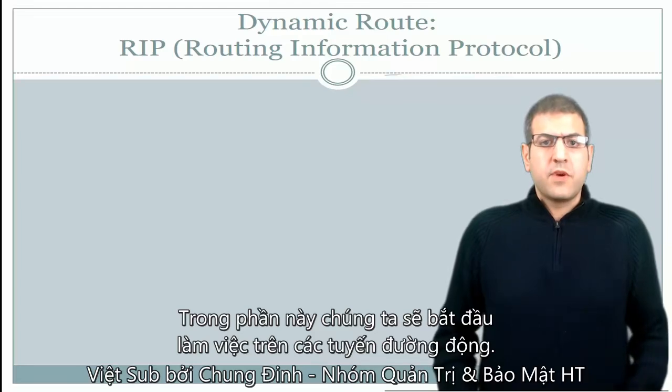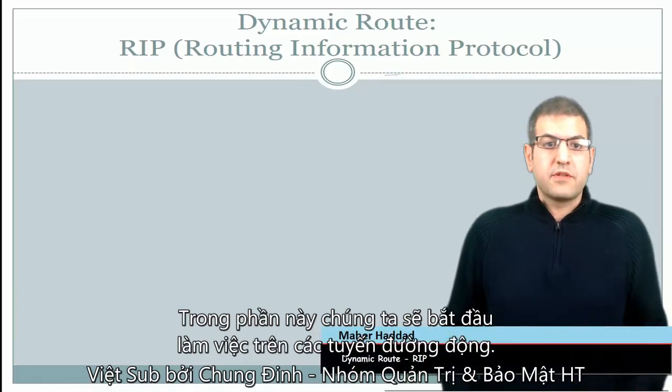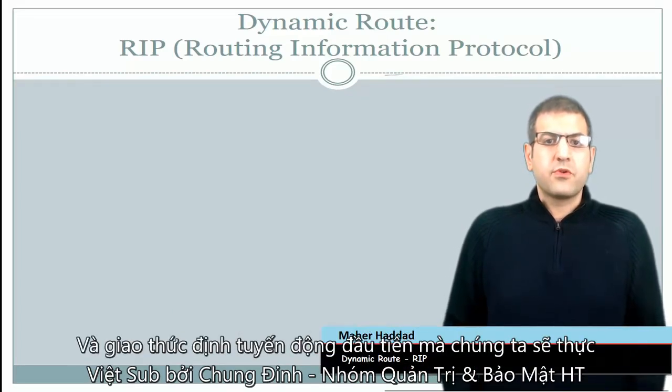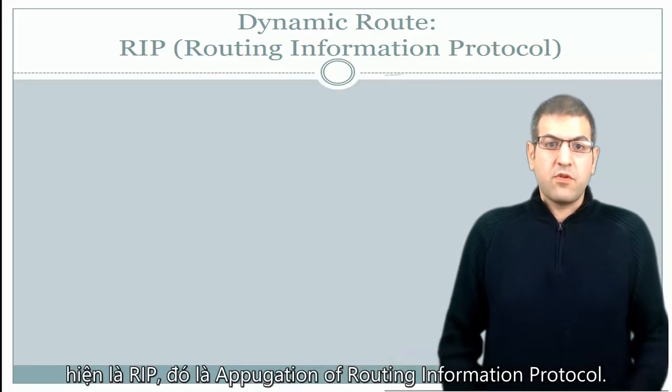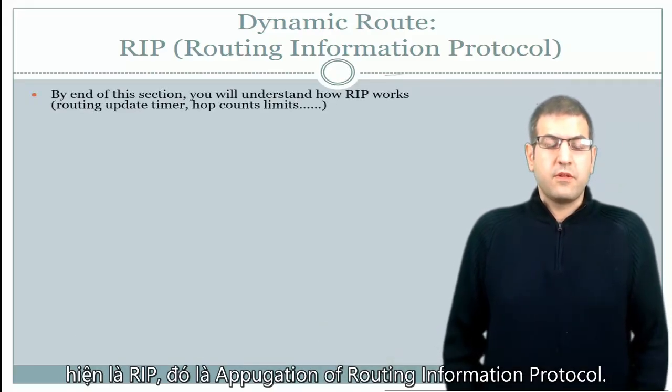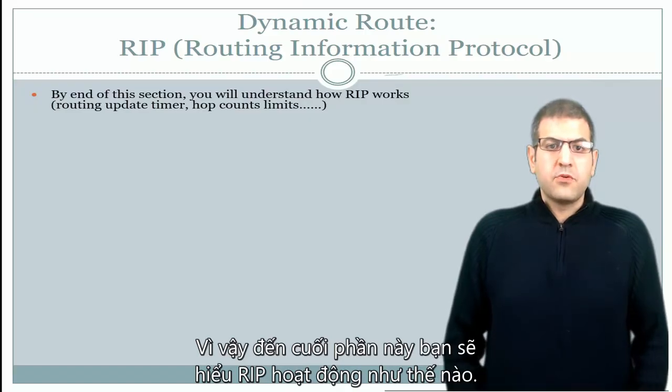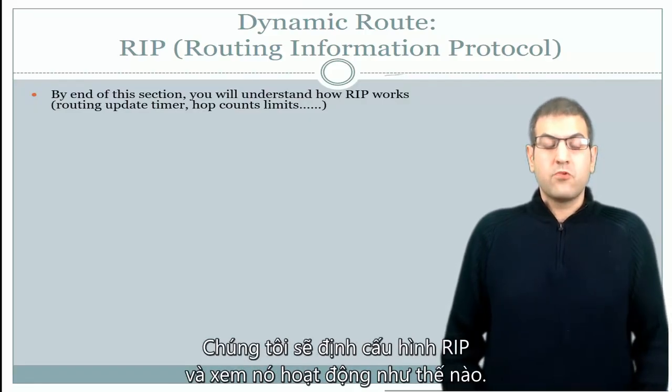In this section, we are going to start working on dynamic routes. And the first dynamic routing protocol that we are going to work on is RIP, which is the abbreviation of Routing Information Protocol. So by the end of this section, you will understand how RIP works. We're going to configure RIP and see how it works.